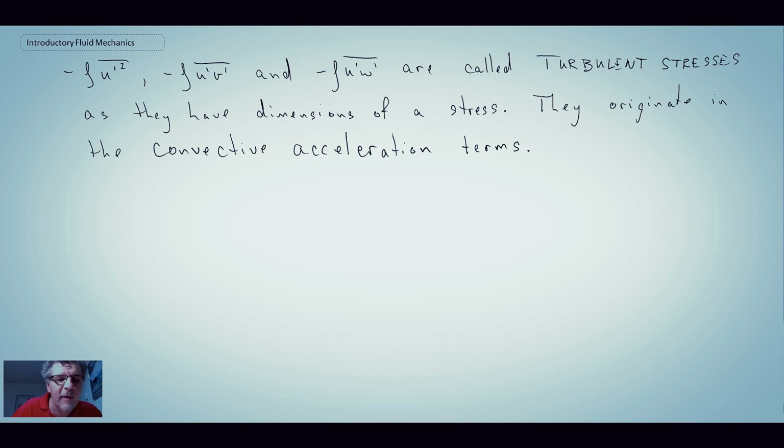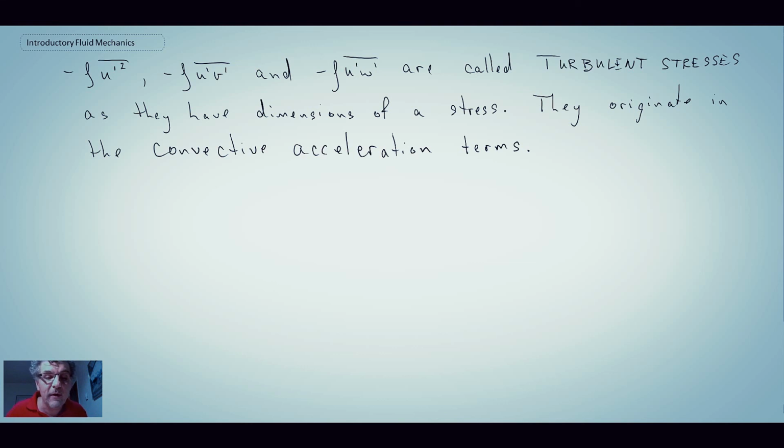And many people worked on these. Prandtl worked on this. He came up with mixing length theory in order to solve for the velocity profile for a turbulent boundary layer and things like that. But that is what has basically stopped researchers from being able to come up with closed form solutions to a turbulent flow field. It's the fact that we get these fluctuating components entered in.